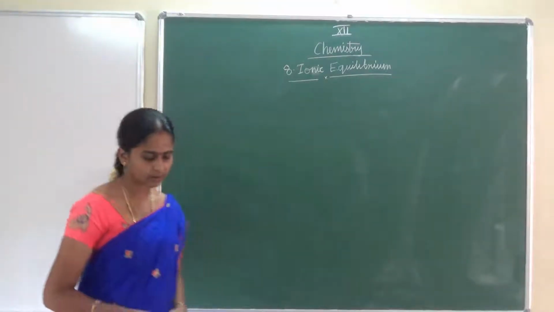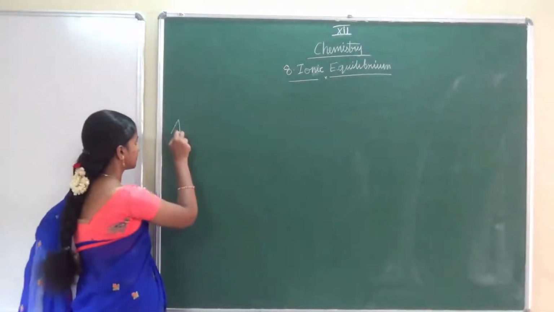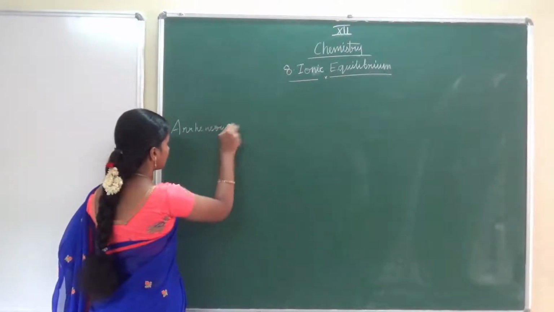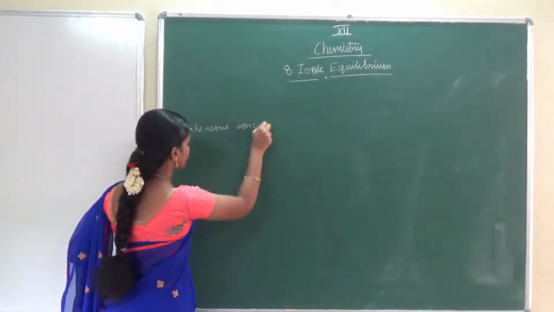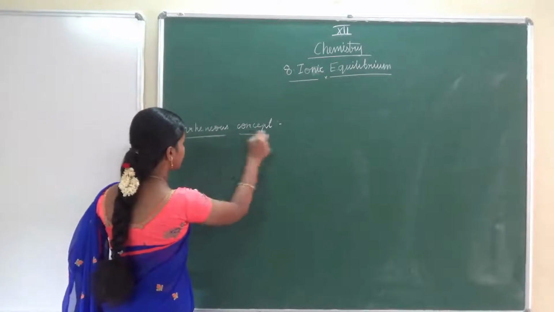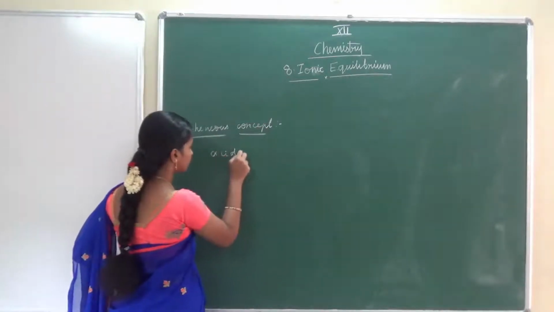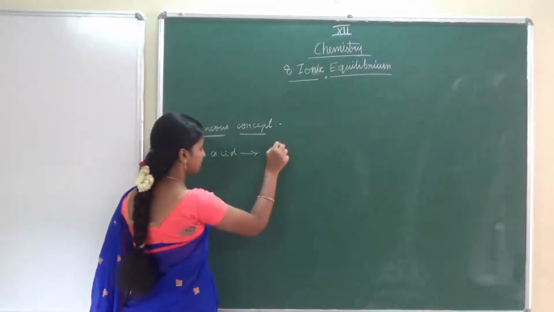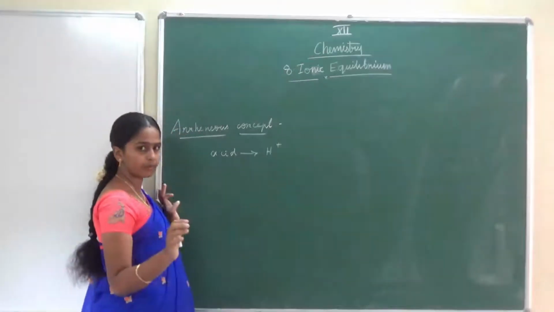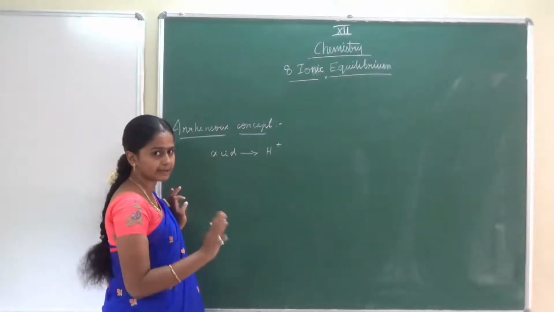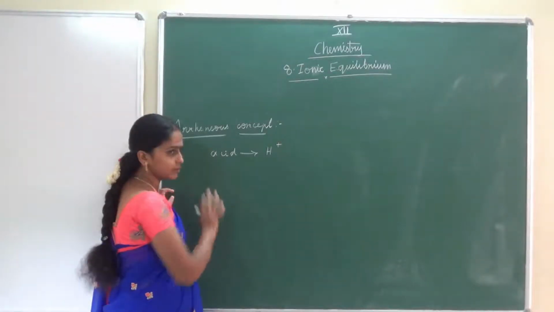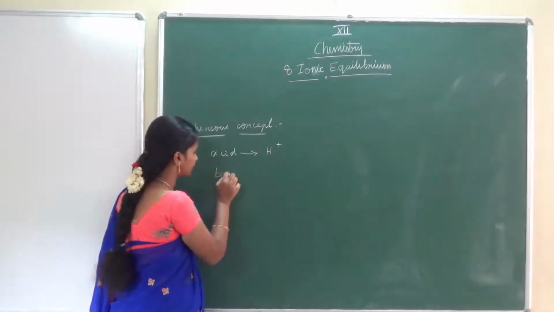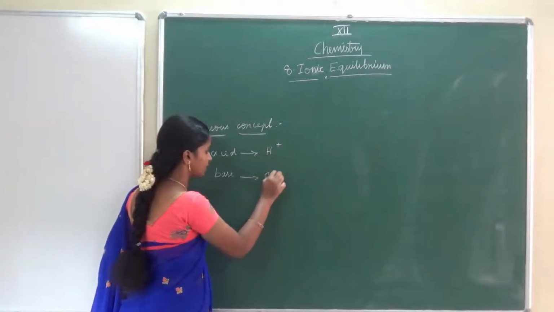According to Arrhenius, acids are compounds which release H plus. Any compound which releases H plus is called an acid. This is according to the Arrhenius concept. In the same way, a base means a compound which releases OH minus.